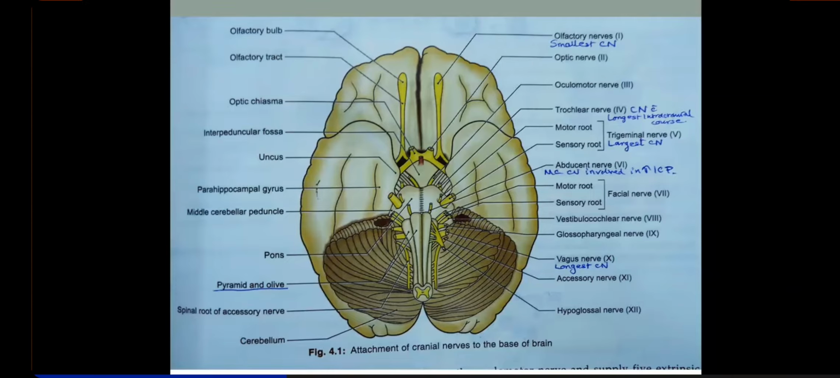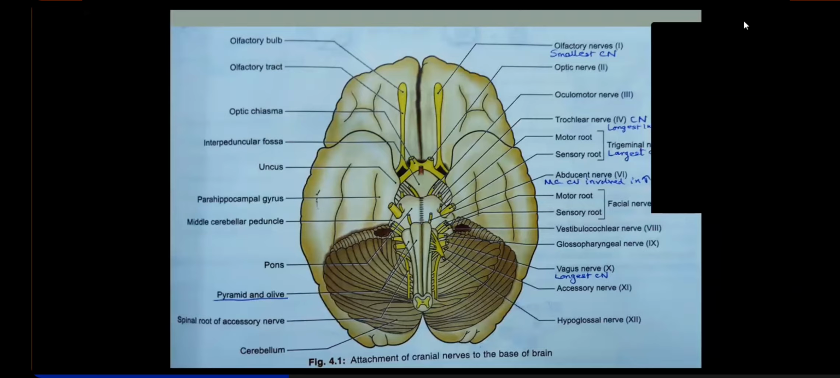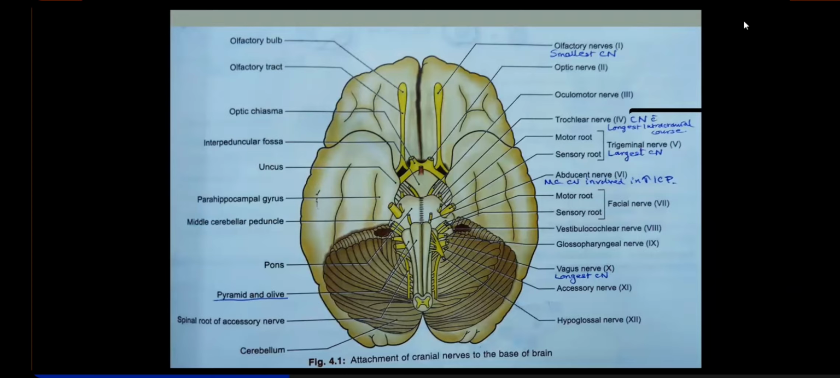Largest cranial nerve is trigeminal. Cranial nerve having the longest intracranial course is trochlear nerve. Very good. And which is the smallest cranial nerve? Remember, it is the first cranial nerve. Olfactory nerve is the smallest cranial nerve, right?